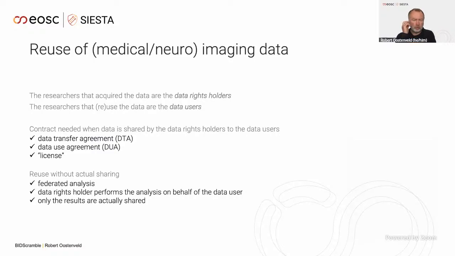But what we want to focus on is the situation where the legal hurdles of making a data transfer agreement or a data use agreement are not taken, and also where the technical or scientific hurdles of anonymizing data sets are also not being taken. So what we want to focus on is the reuse of neuroimaging data without actual sharing. And that's where federated analysis comes into play. The idea behind federated analysis is that the data rights holder performs the analysis on behalf of the data user, and only the results of the analysis are shared from the data rights holder to the data user.